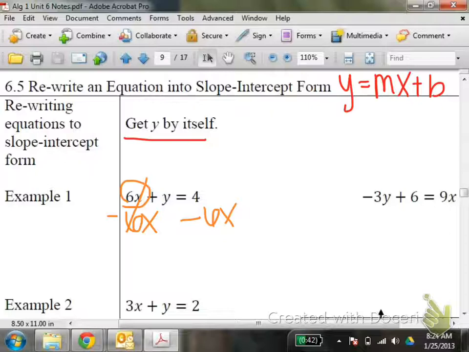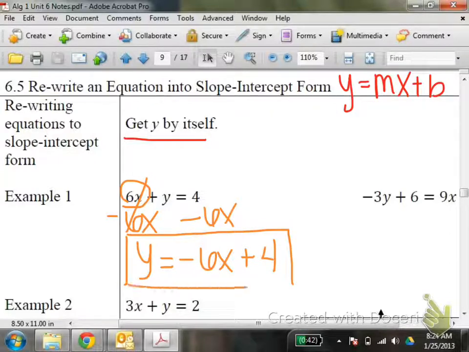Okay, so that's going to give me on the left y equals, and remember guys, we want x's in front, so this is going to be negative 6x plus 4. And that's it. What's your y-intercept on that one? 4. What's the slope? Negative 6. You don't have to do anything. That's all they want us to do.